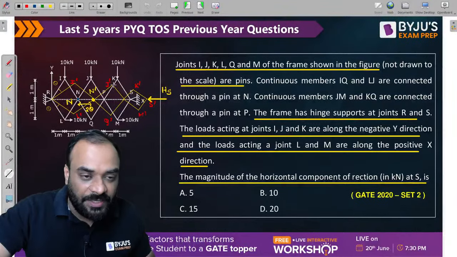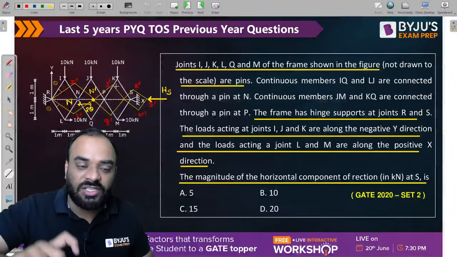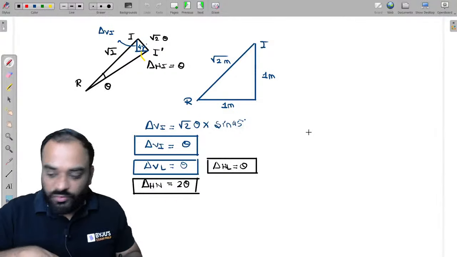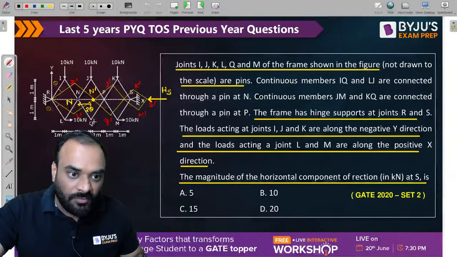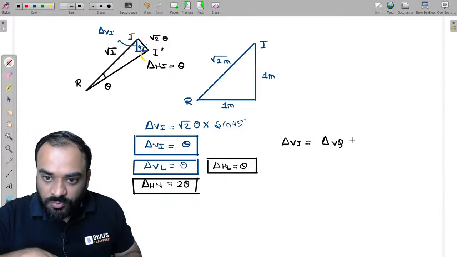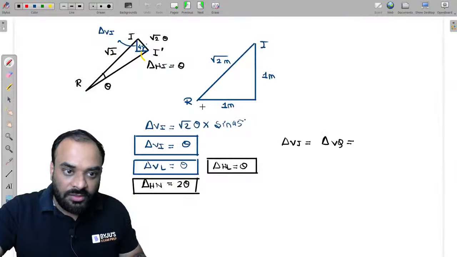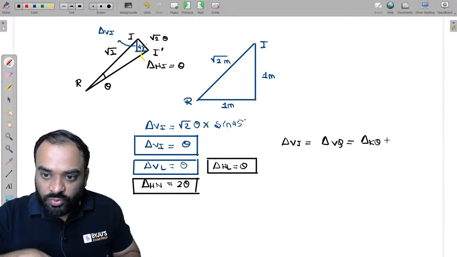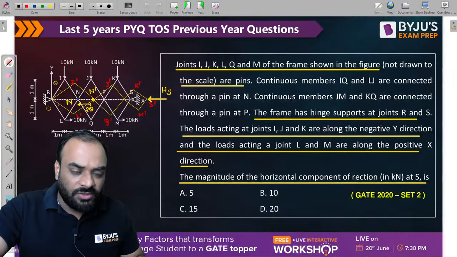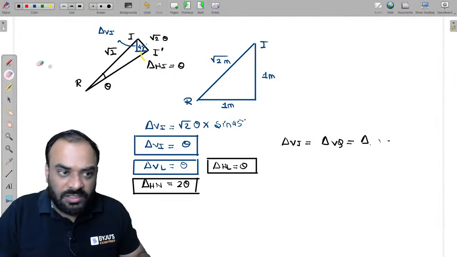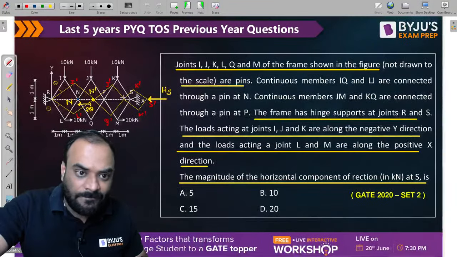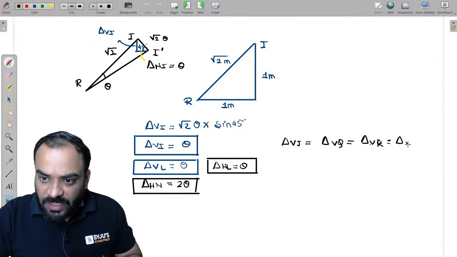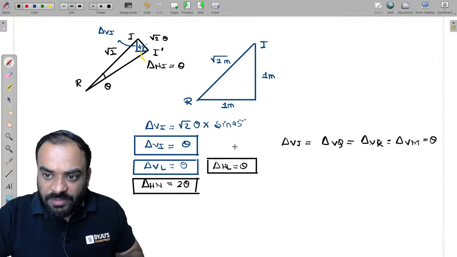Now what about joint J? In the vertical direction, the value will remain the same. And how much is it? It is delta VJ, delta VK, sorry, it is delta VK equal to delta VM, right? And all these values will remain the same. It is equal to theta only.